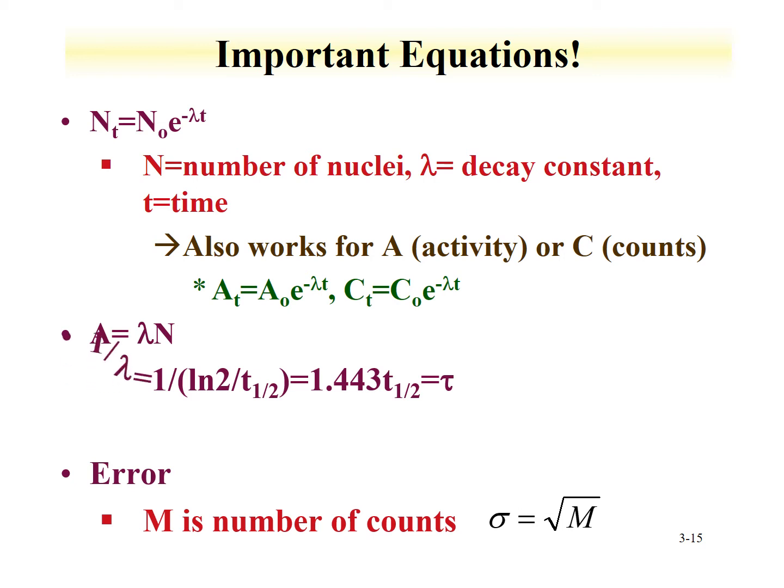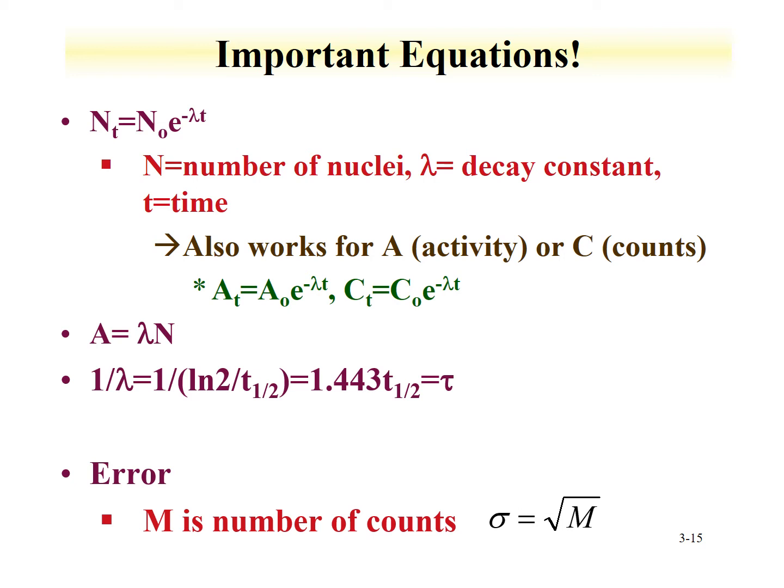We also have the lifetime, which is the average lifetime of an atom, 1.443 times its half-life. And if you think about it from the decay, half the atoms should decay within one half-life, but within two half-lives, 25% should still be there. So the average atom is going to live a little bit longer than the half-life.